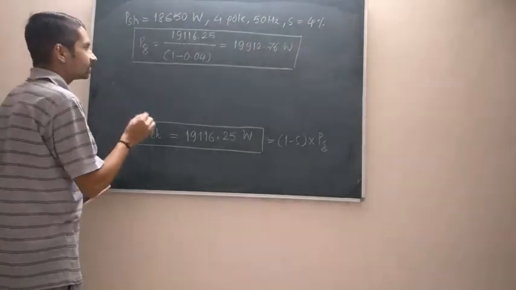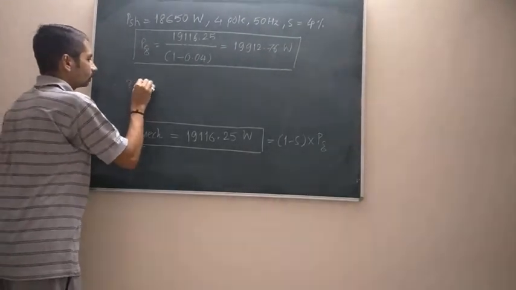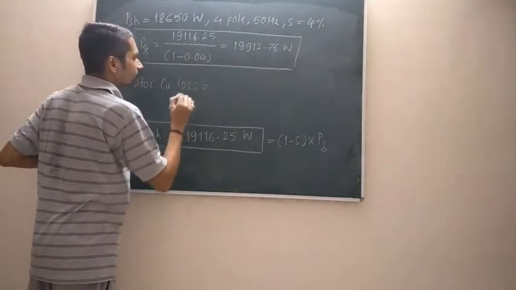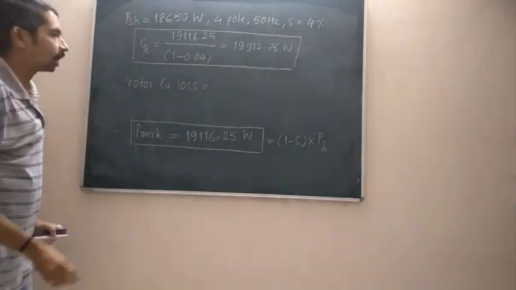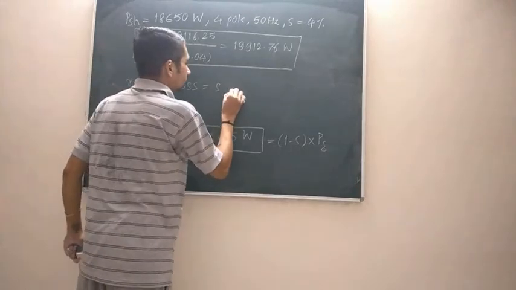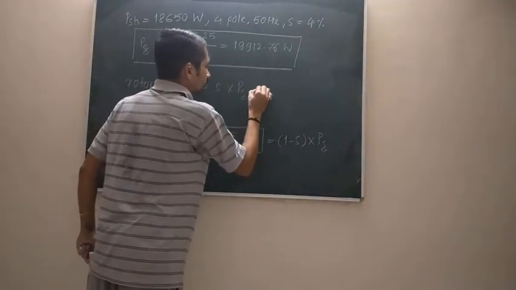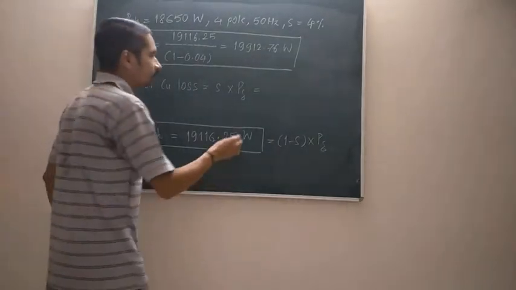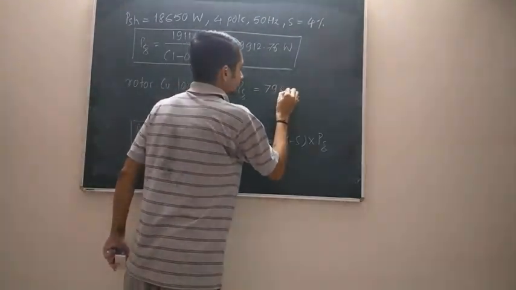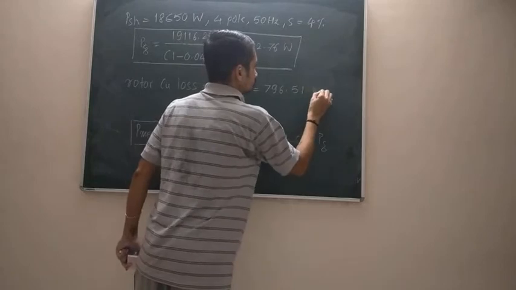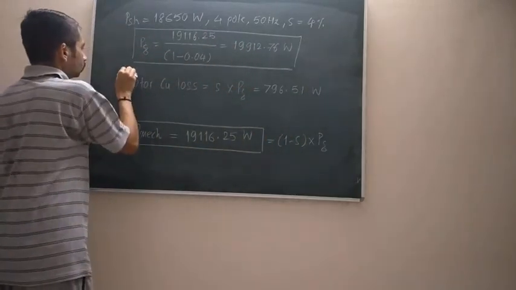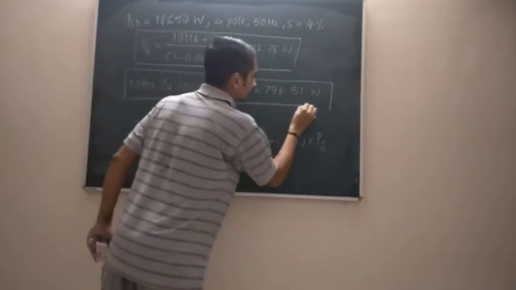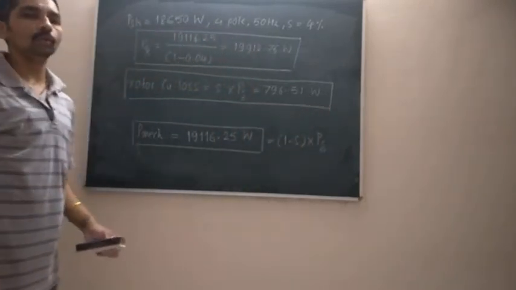Okay, so once I get the air gap power, the rotor copper loss, we already derived the formula. Rotor copper loss is slip times the air gap power. So the answer comes out to be 796.51 watt. So the rotor copper losses are 796.51 watt.